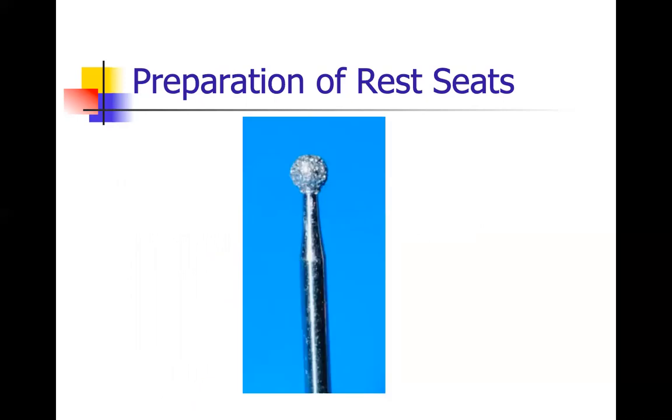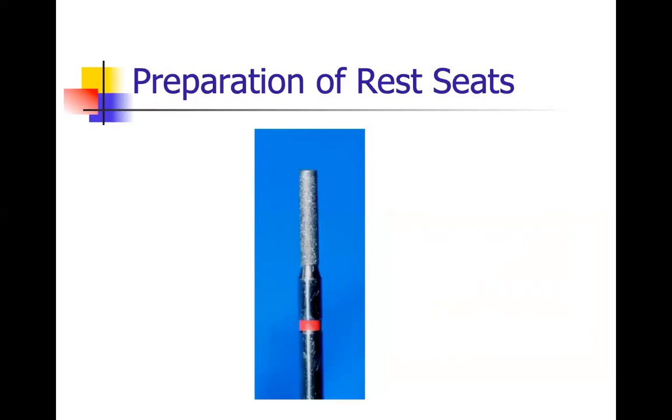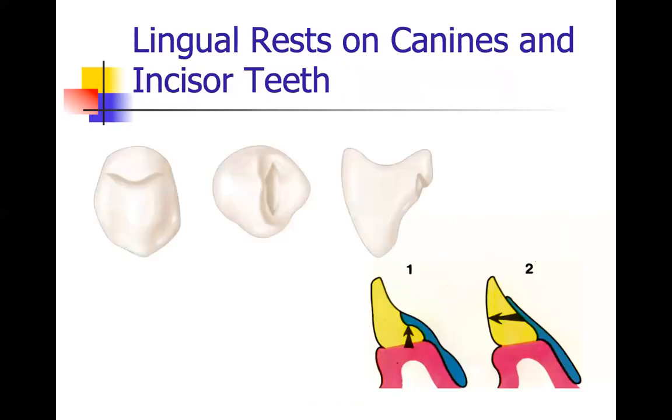Occlusal rest seats are prepared with round diamond or carbide number 2 or 4 burrs. Cingulum rest seats and guiding planes are prepared with long or medium diameter cylindrical burrs. Lingual rest on canines and anterior teeth. This is a lingual rest seat on a canine, and this one is the rest.